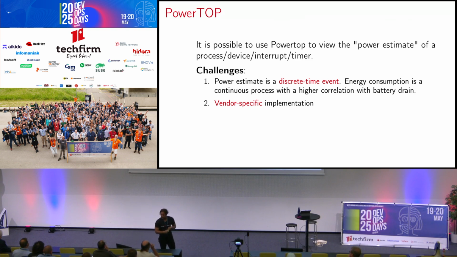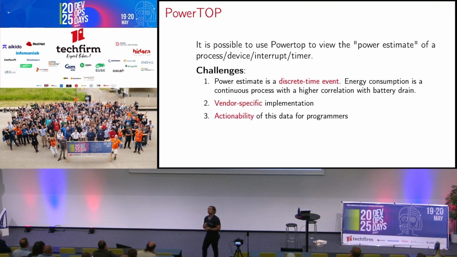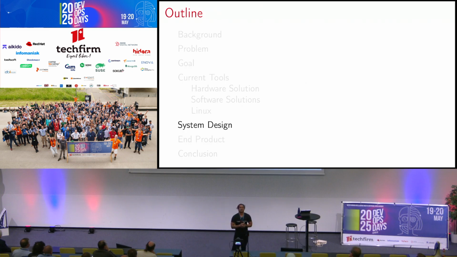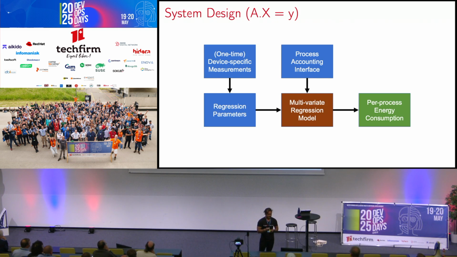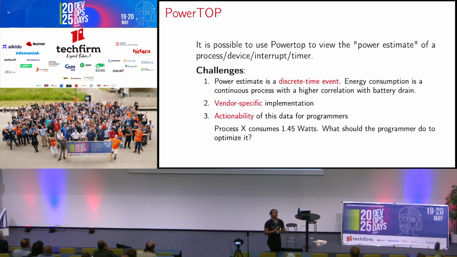And third, what is the actionability? We get back to the question: if I tell you process X takes 1.45 watts, what do you do with this? How do you reduce it? How do you optimize it? We don't know. And we need to know, right? Until we measure, we cannot improve it. That's why it's very important to have tools which give you depth in this data.